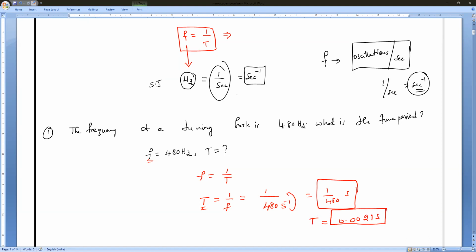Time period of a tuning fork is equal to 0.0021 seconds. Make it fast.